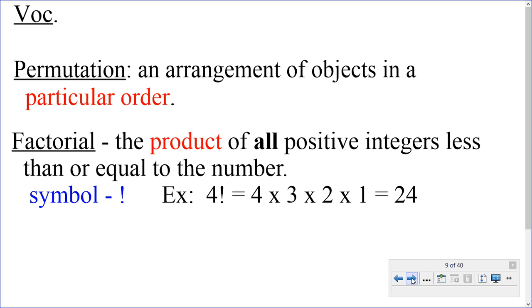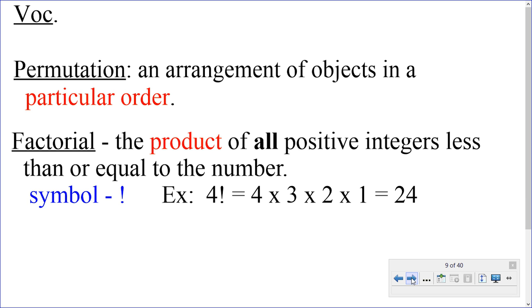Permutation is an arrangement of objects in a particular order. So the order is going to be distinct, and definitely a certain way that we have to arrange it. So it's got to be particular and different.